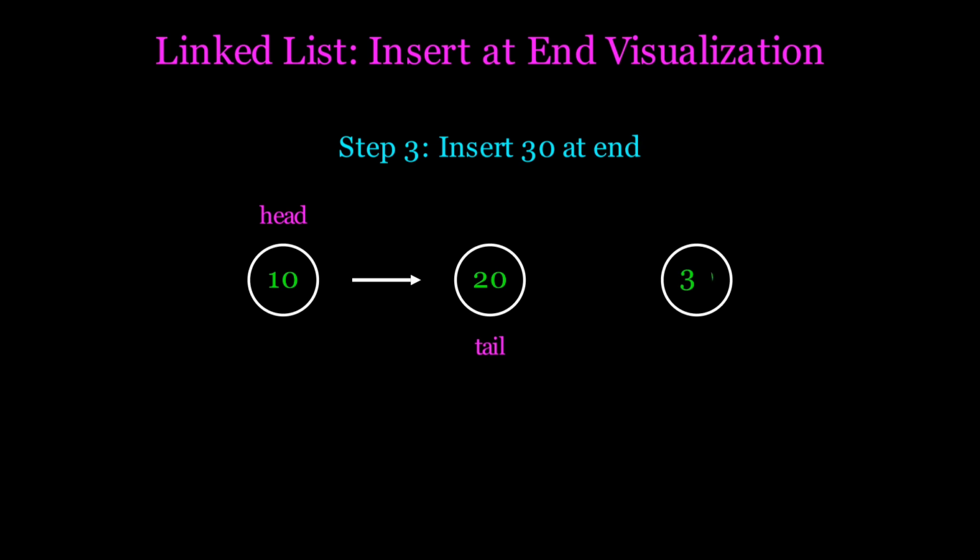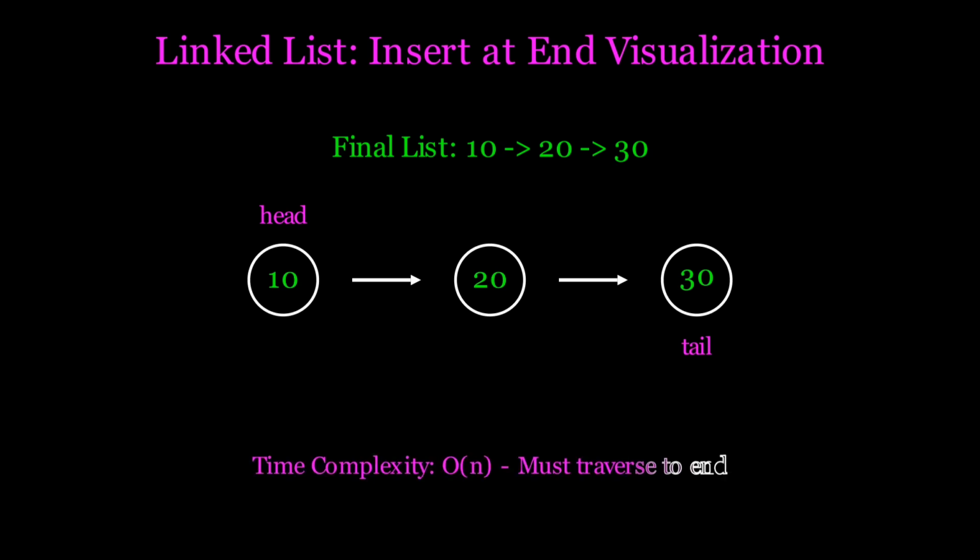And finally, we insert 30. The new node becomes the tail, and the second node points to it. That's how the linked list grows at the end. Each insertion at the end requires traversing the list, making it an O(n) operation.